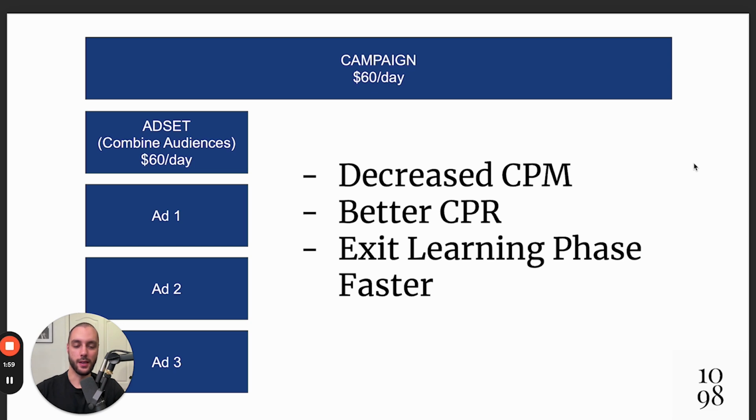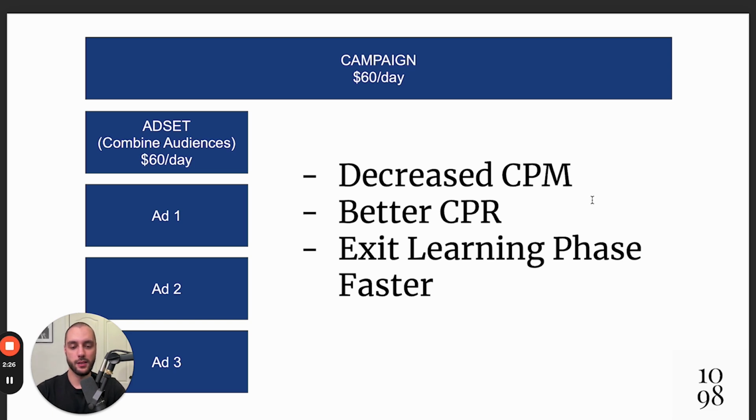Also, if our ads are seeing more people and we have a bigger budget, those combined, we're going to see more people, and if your ad is converting, we should get a better cost per result. So our cost per result is going to go down because we're getting more conversions for the same budget, but instead of splitting the budget up, we have the budget all in one, right?